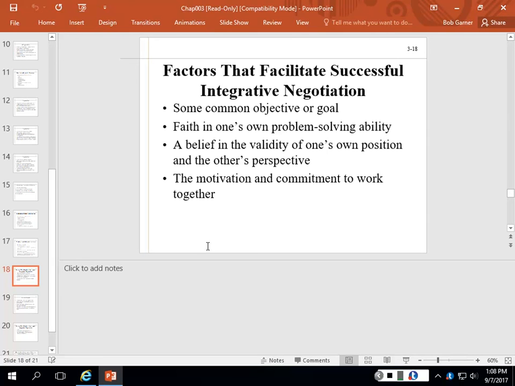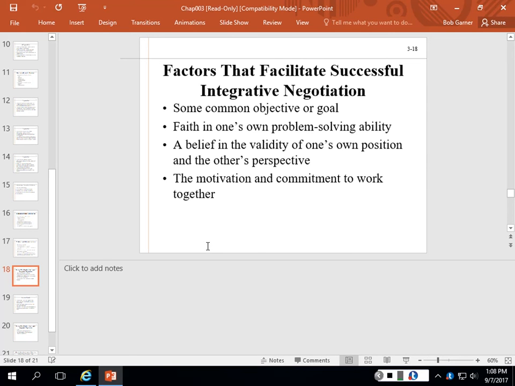All right, factors that affect a successful integrative negotiation. You have to have something in common. My vendors needed me to do well so I would keep buying from them. They had a common goal. They hoped to see me do well.